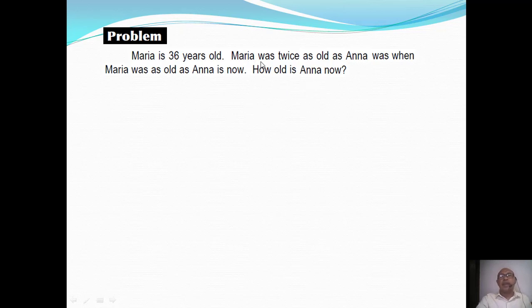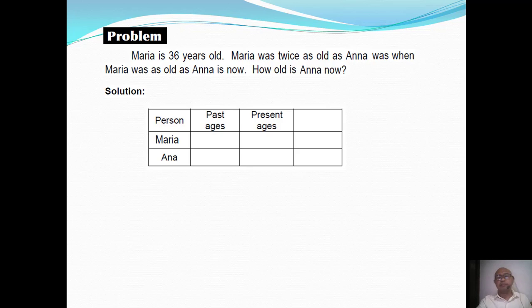Then we have here, Maria was twice, meaning past, no? As old as Anna was when Maria is as old as Anna now. So we have only present and past conditions here. Okay, so we will now represent the ages. So Maria and Anna. At present, Maria is 36 years old. Then we do not know how old Anna is. We will represent it by X.